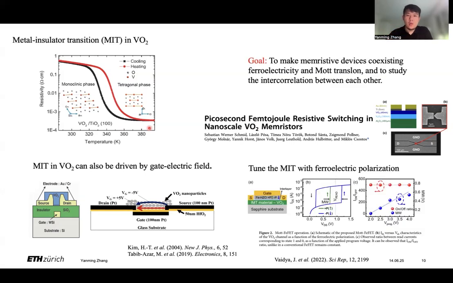In our work, we want to integrate vanadium dioxide together with the HZO superlattice to make highly functional memristors, leveraging the ferroelectric field effect and the metal-insulator transition, or Mott transition, together, and to study the interplay between the two. Probably with the polarization, we can study the Mott transition, or the other way around. Probably with the Mott transition, we can also affect the screening of polarization charges.